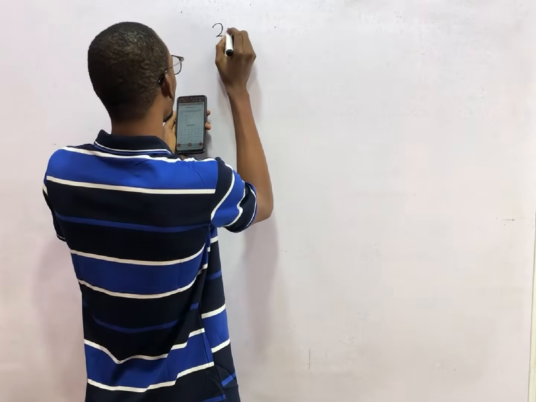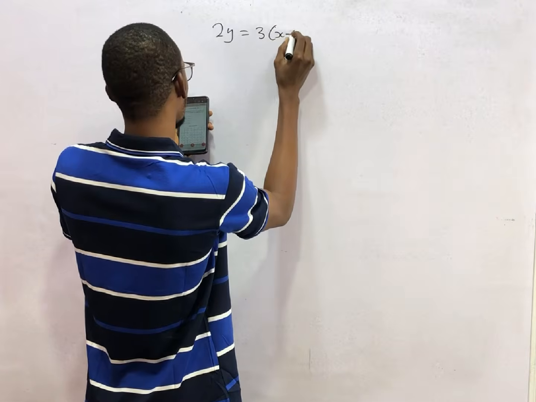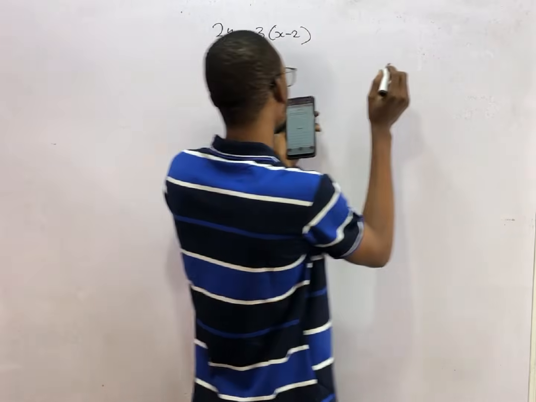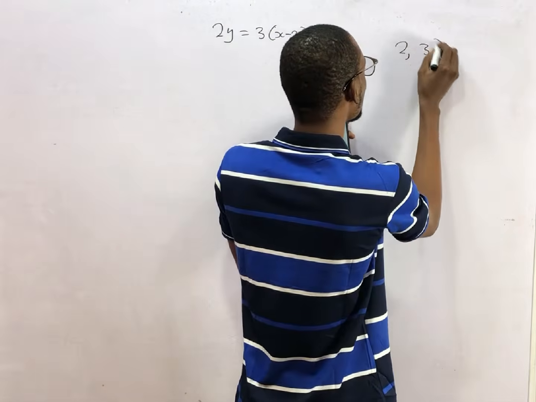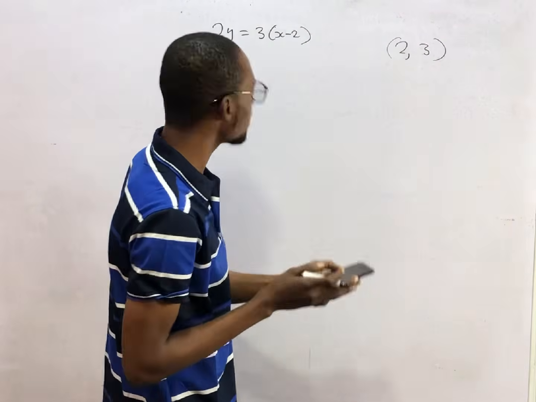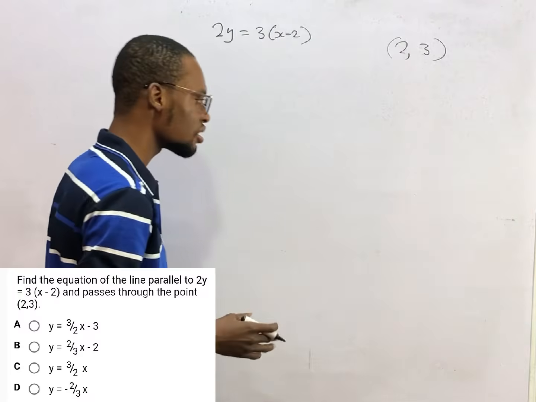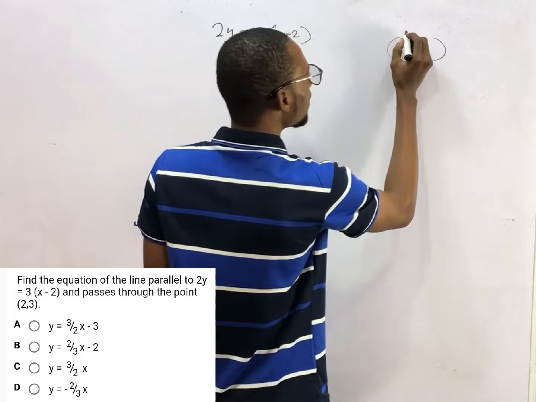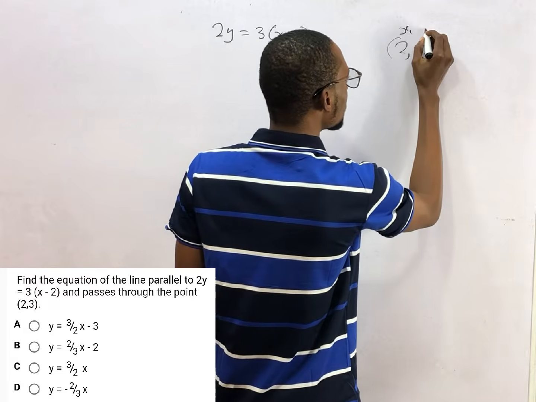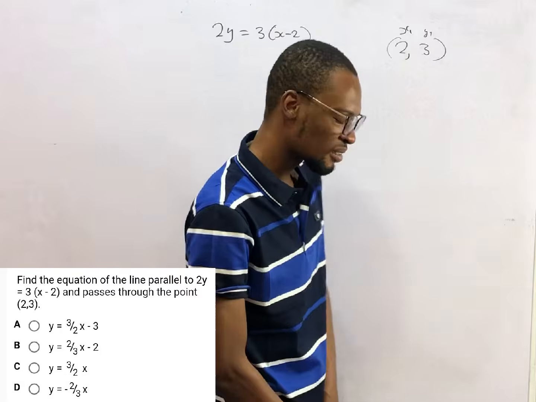Find the equation of the line parallel to 2Y is equals 3S minus 6, passing through 2, 3. This is under coordinate geometry. Now, we are given here S1 and here Y1. We are asked for the equation of a line parallel.